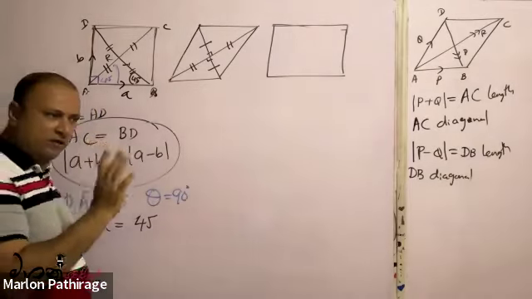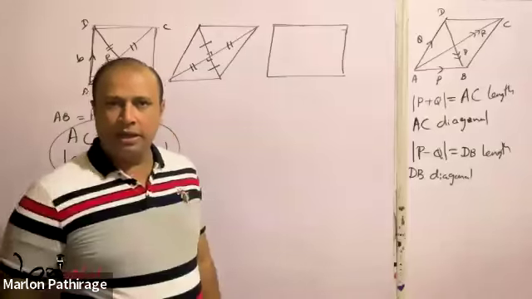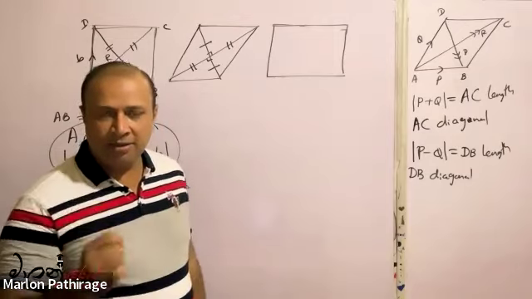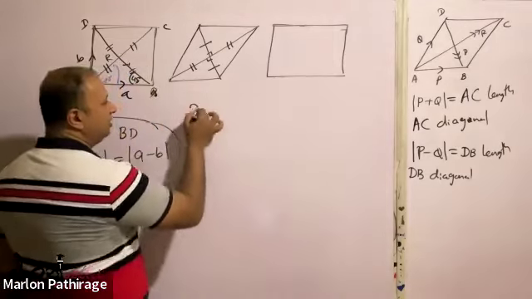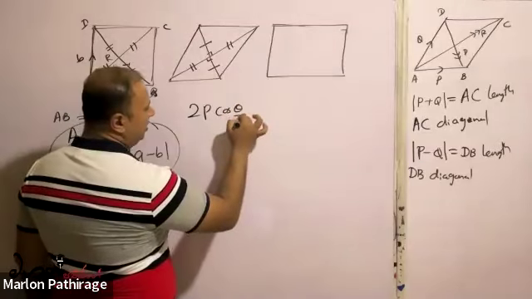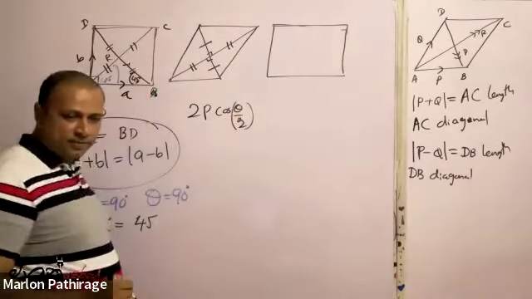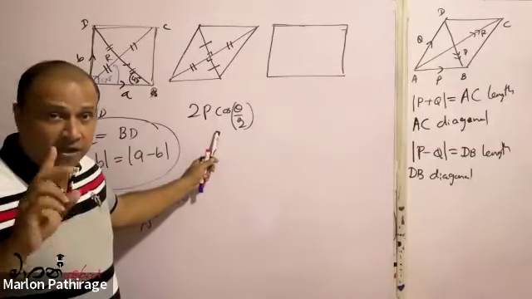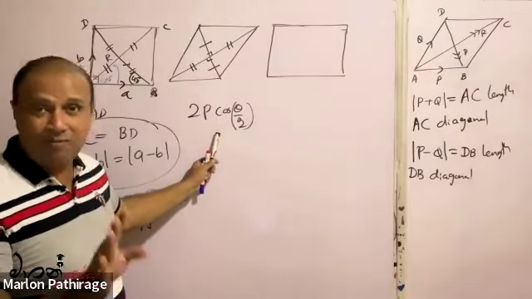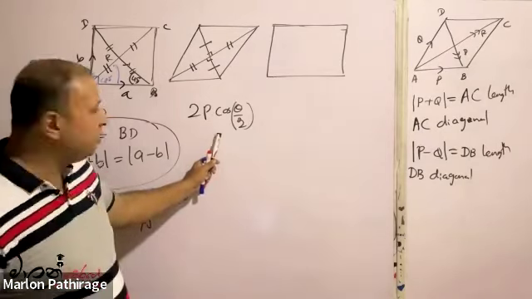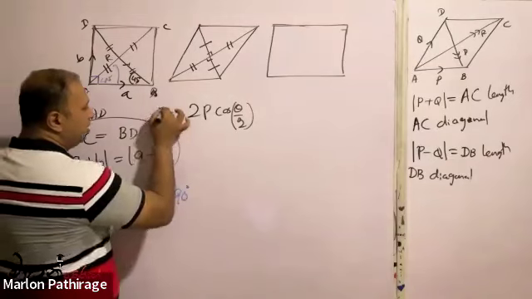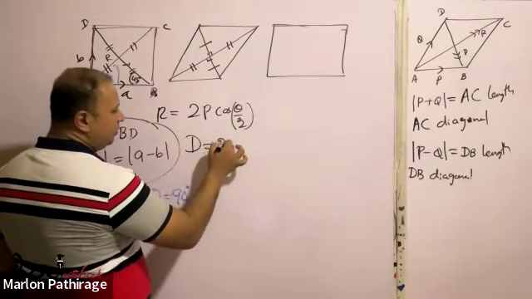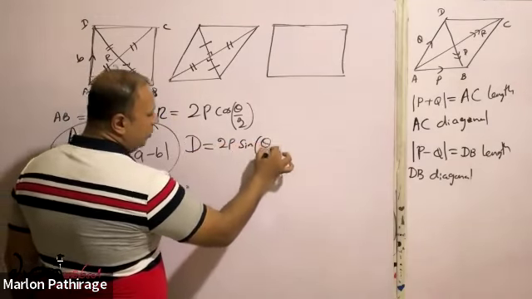The other thing is, if you know this is a rhombus or square, then you can determine the resultant force using this equation: 2P cos theta over 2, the half angle. You have to remember this one. If the given vectors are equal in magnitudes, the resultant force is equal to this one, and the difference is equal to 2P sin theta over 2.